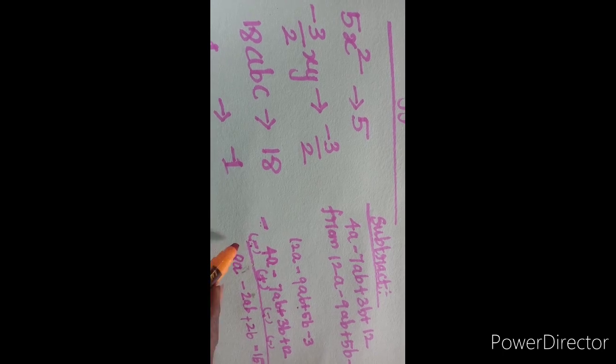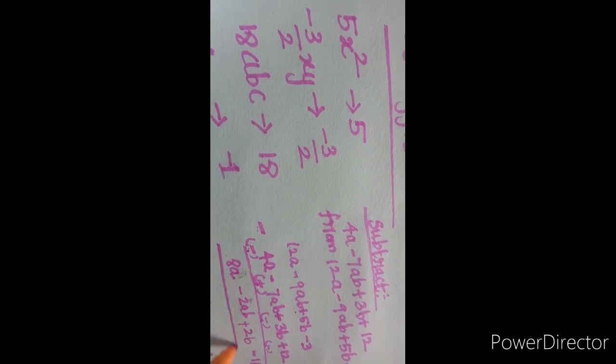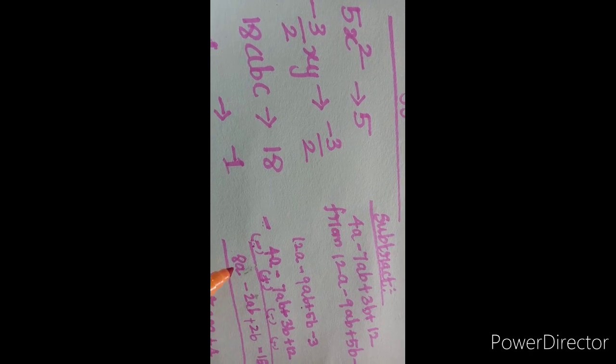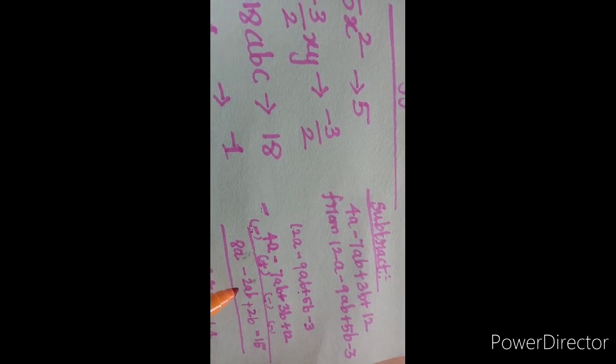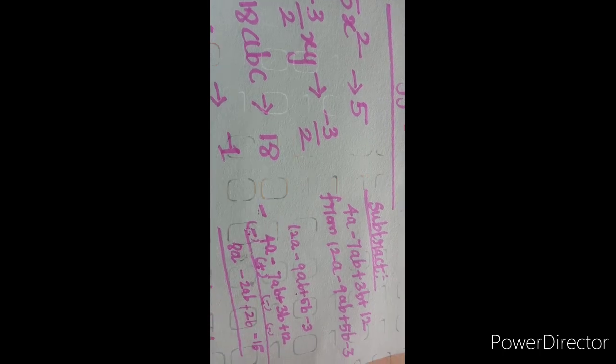So for the first term, plus means you need not write any symbol, simply write the same. Nothing written means it is plus. So the answer is 8a minus 2ab plus 2b minus 15.